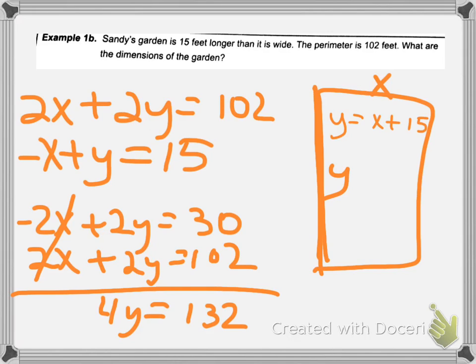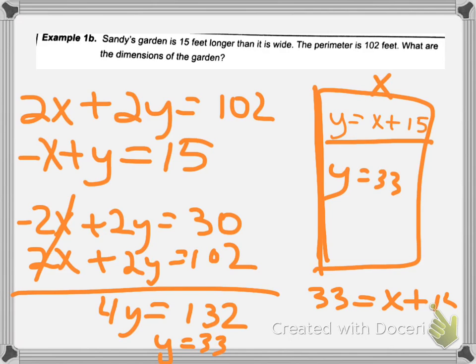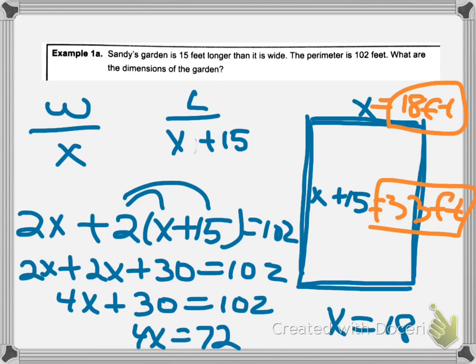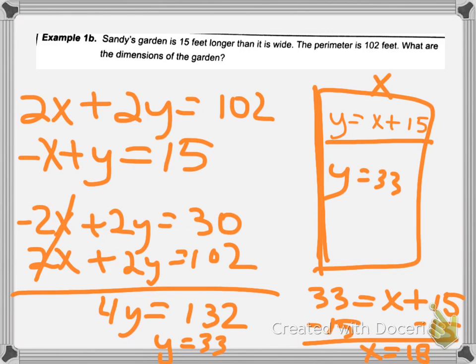Wait, what'd you do? Oh, 33. Why did I think 80? I don't even know. We have 33, so we know that this is 33. So I plug that in and I say 33 equals x plus 15. So I'm going to subtract 15. And that should be 18. I think that's what we got over here. We got 18 and 33, right? Yeah.